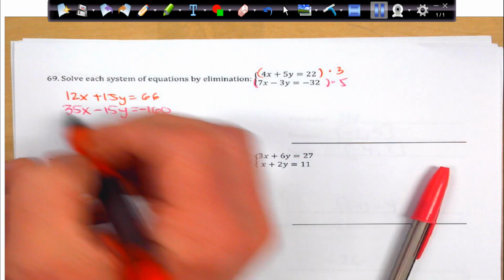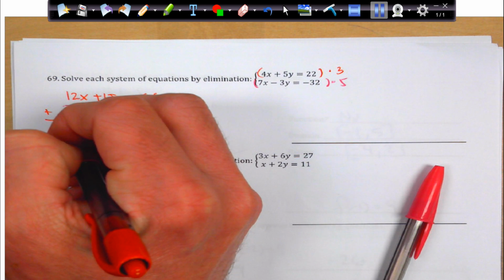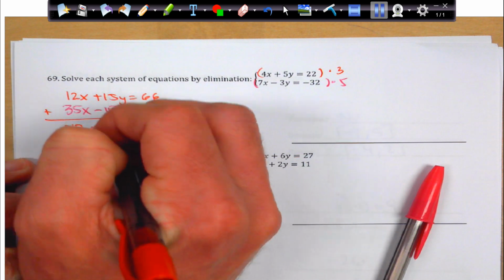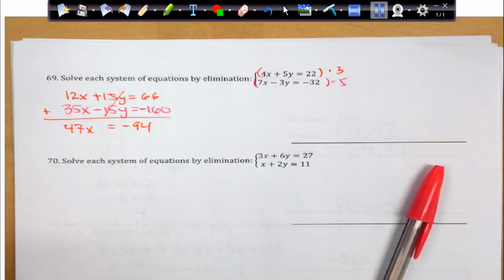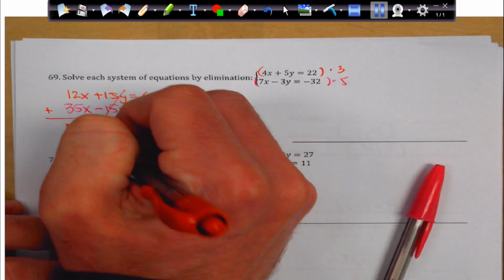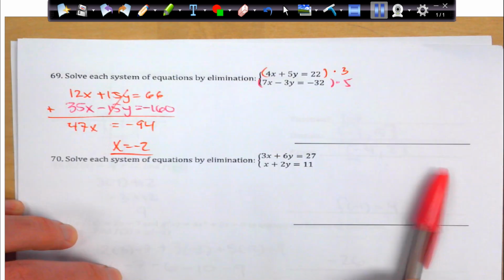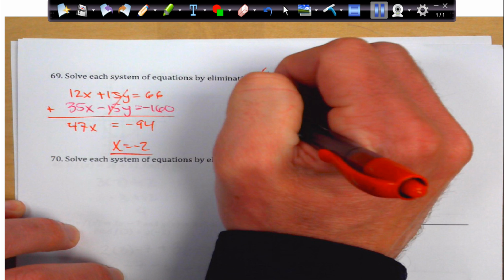Okay, so we're going to combine those. So that's going to give me 47x. That goes to nothing. And then we're going to get -94. Divide that by 47. X equals -2. And I just plug it into any of these. I'm going to plug it into the top one.